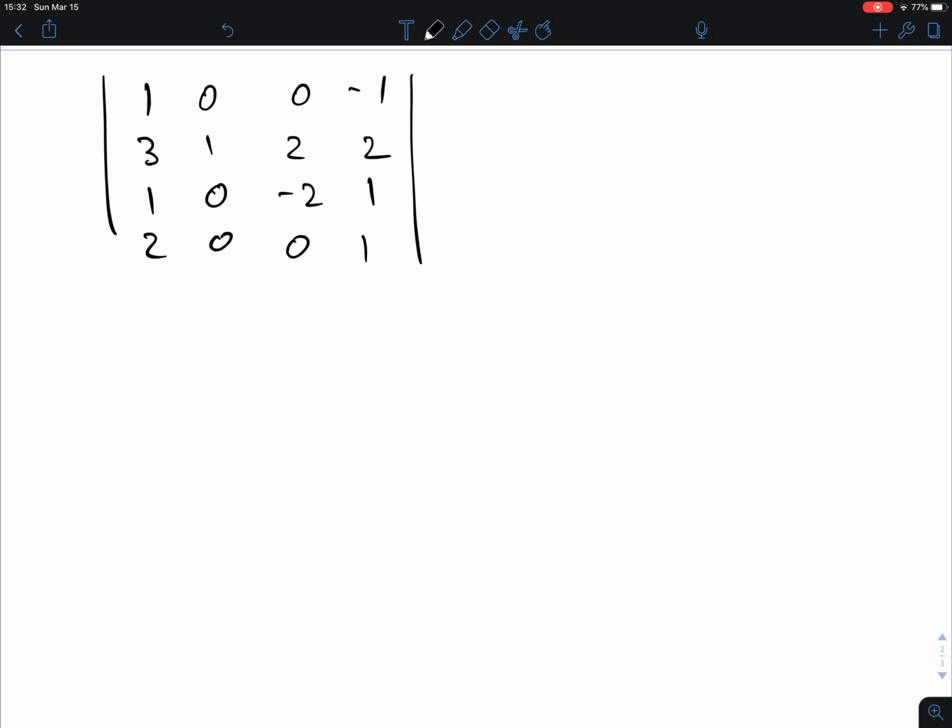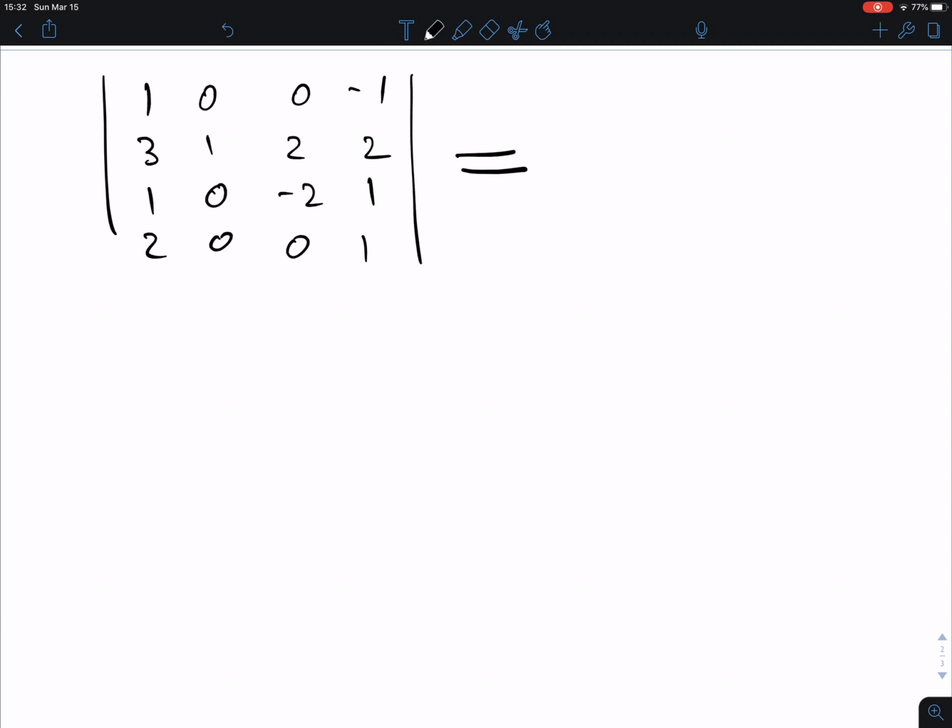So here is an example from the book. Let me go back. We take this matrix: 1, 0, 0, -1, 3, 1, 2, 2, 1, 0, -2, 1, 2, 0, 0, 1. Okay, so pause the video and try to solve this by choosing very smartly your rows and columns each time you have to calculate a determinant. Okay, I'm going to go on.